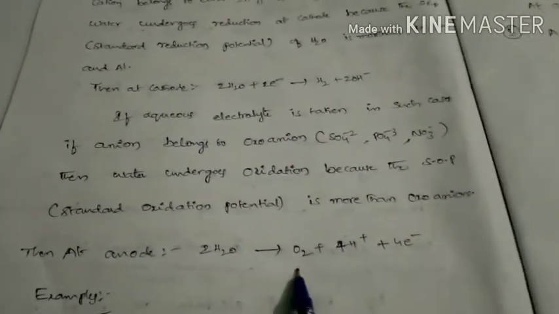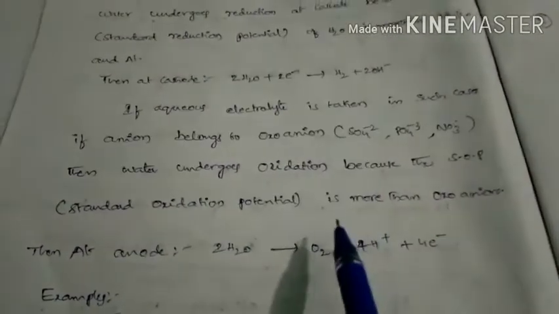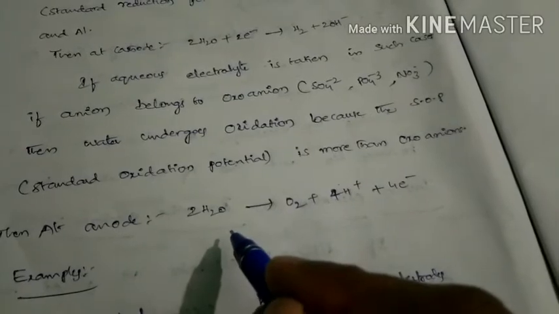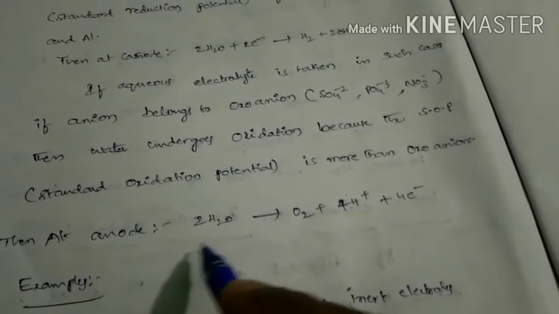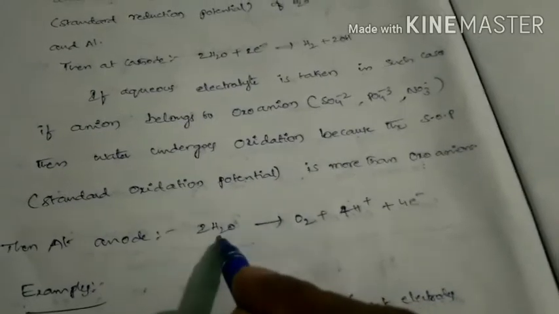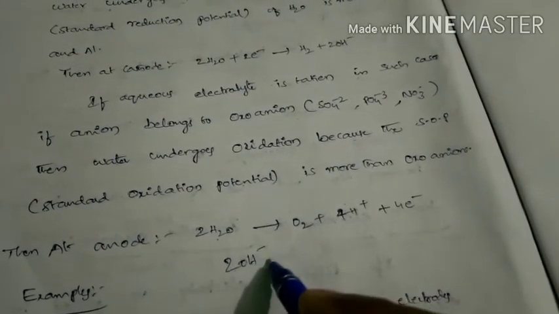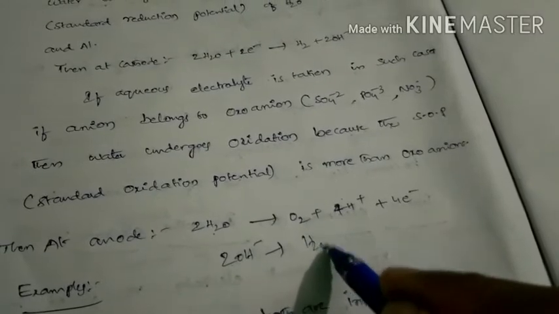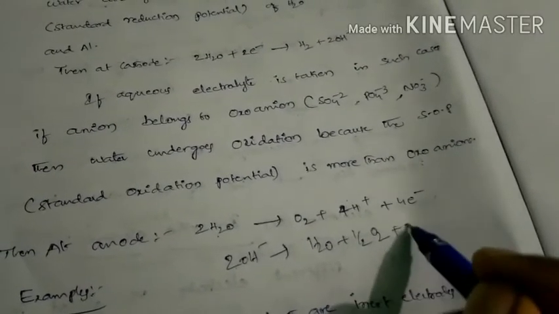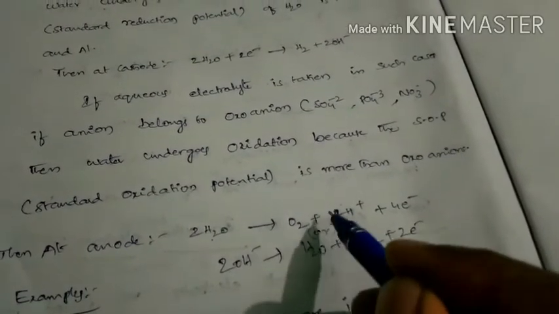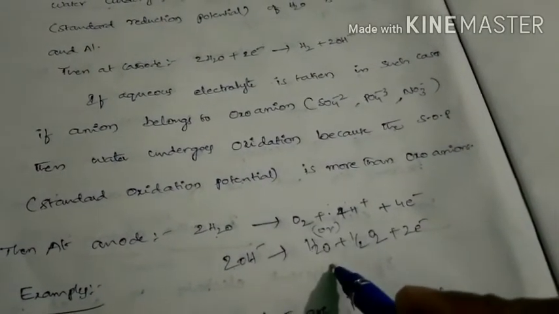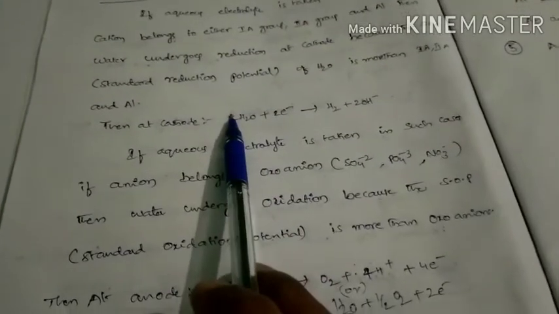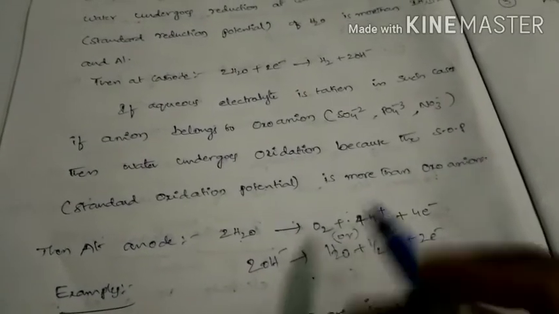This type of reaction takes place at anode, and you have to remember these equations. That means you have to practice the equation, then only you can understand it. Here one more equation also takes place at anode: 2OH minus gives rise to H2O plus half O2 plus 2 electrons. You can write either this equation or this equation at anode. Here only one equation is there, no other equation.